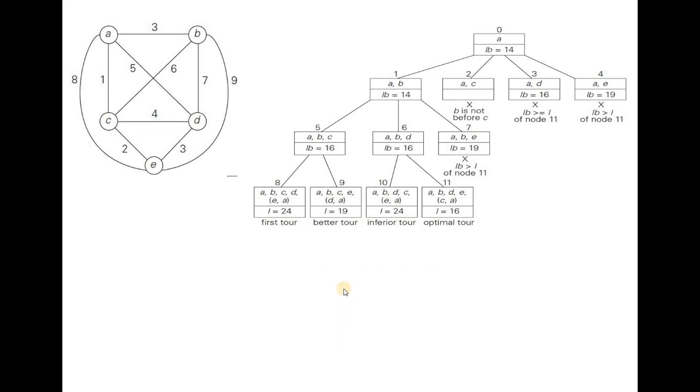Next we will see how to calculate the total cost for node 11. The total tour path is A to B, B to D, D to E, E to C, C back to A. So A to B is 3, B to D is 7, 7 is written, D to E is 3, E to C is 2, 2 is written here, and C back to A is 1, that's written, and the total cost is 16.